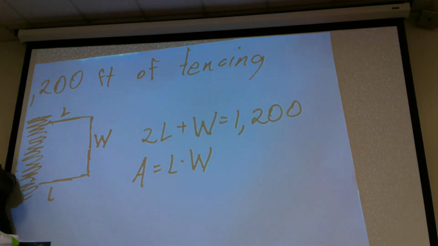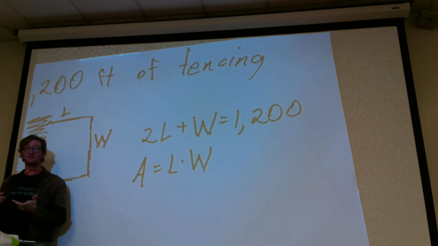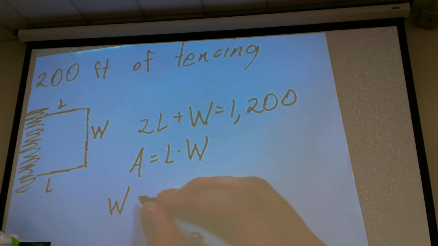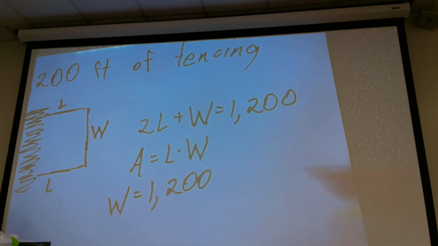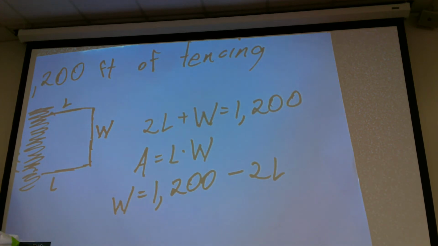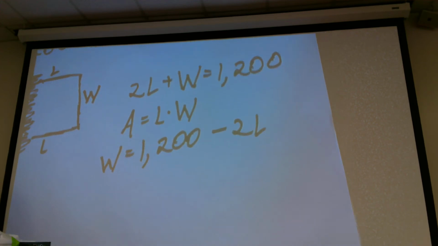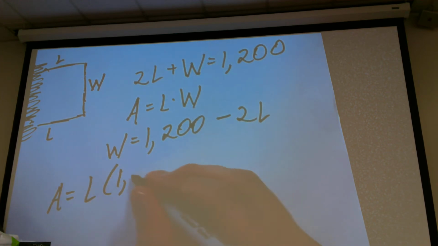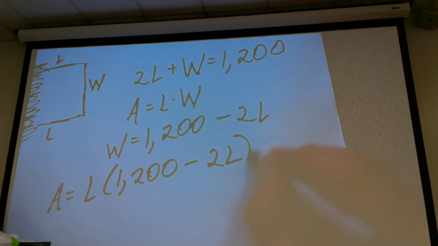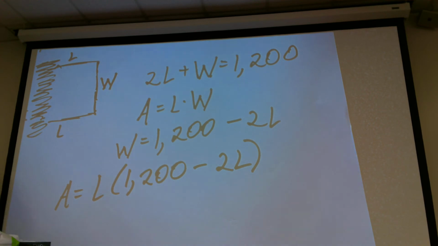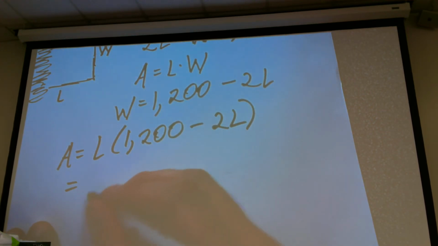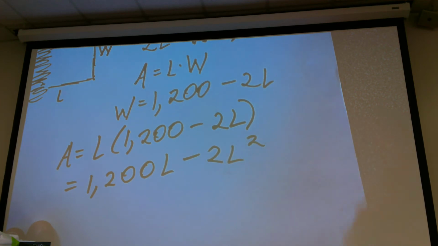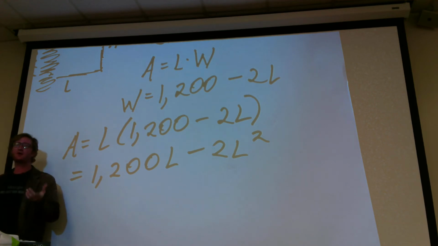Now we're going to try to get the area as a function of one variable so we can take a derivative with respect to that variable. I can say that W is equal to 1,200 minus 2L, and now I'm going to plug W into our area formula. So the area is going to equal L times (1,200 minus 2L). Let's simplify this a little bit. That equals 1,200L minus 2L squared. Now we have our area as a function of one variable.